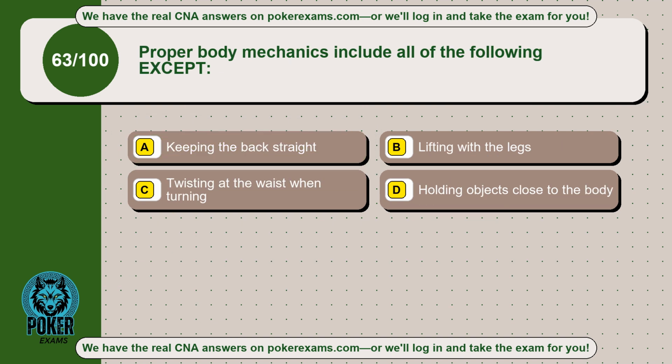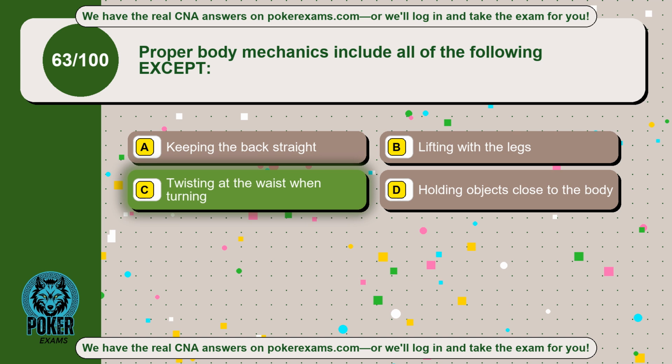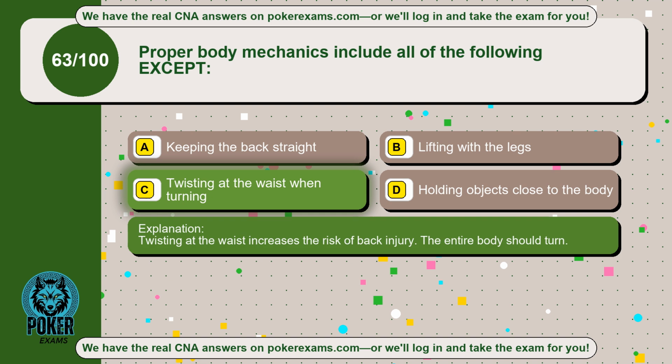Question 63. Proper body mechanics include all of the following except: Option A, keeping the back straight. Option B, lifting with the legs. Option C, twisting at the waist when turning. Option D, holding objects close to the body. The correct answer is option C. Twisting at the waist when turning. Twisting at the waist increases the risk of back injury. The entire body should turn.